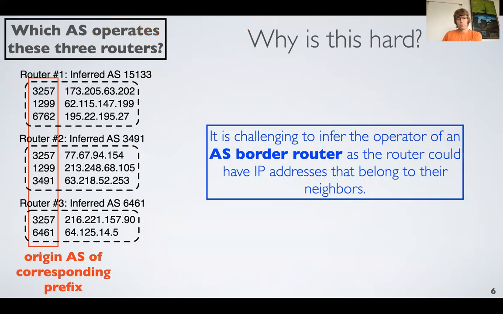So why is this question of which autonomous system operates a router so hard? It's particularly challenging to infer the operator of a border router because the router could have IP addresses that belong to its neighbors. The routers on the left-hand side, we've annotated with their inferred AS number, and we can also see that for the first router, we might not even observe an interface owned by the AS that operates the router, in this case, AS15133.